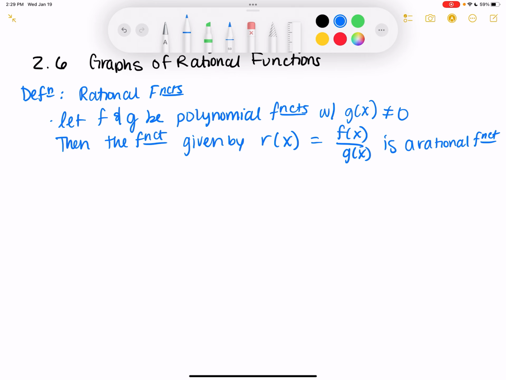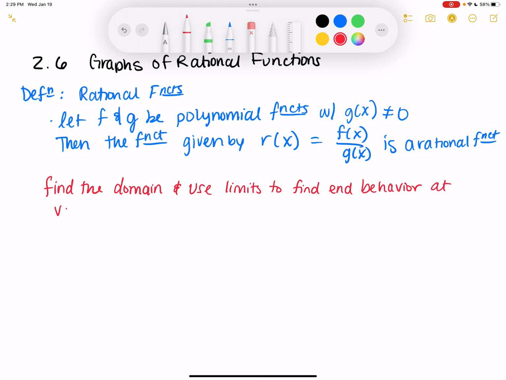So, kind of going to do a little example here within this. If you had something that says find the domain and use limits to find end behavior at the value or values of x not in the domain for something like f of x is equal to 2 over x minus 3.